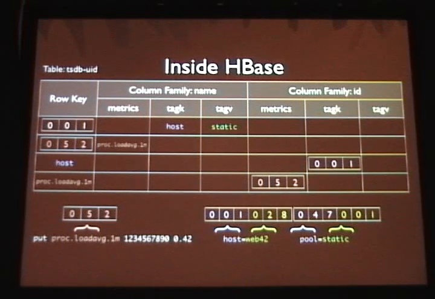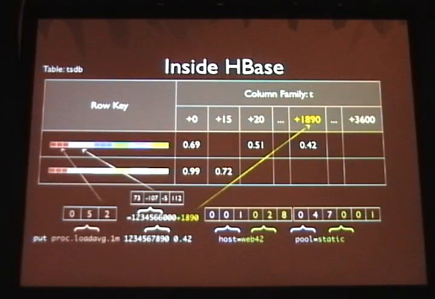And the reason I'm doing this is because in the main table where I actually store the data, I'm going to put the metric name first in a row key, and I want it to encode it on a fixed number of bytes. So I'm not going to put the string proc.loadaverage.1minute into the row key. Instead, I'm just going to put the ID of this string in the row key. So the first thing that comes in the row key is the metric name, or the metric ID, actually. The second thing is the timestamp.